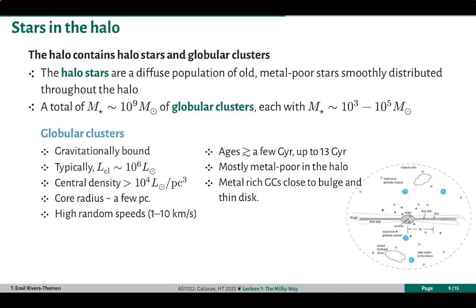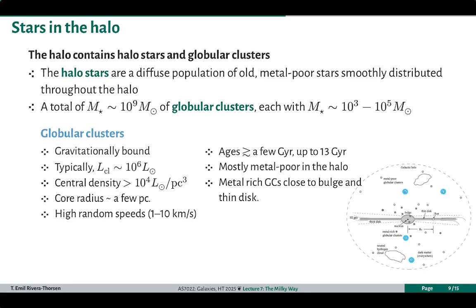They also have very small core radii, down to a few parsecs, and very high random speeds of the stars. So they are quite dynamically hot. They do not contain gas. They do not rotate. They have random orbits, almost like they were miniature versions of elliptical galaxies.